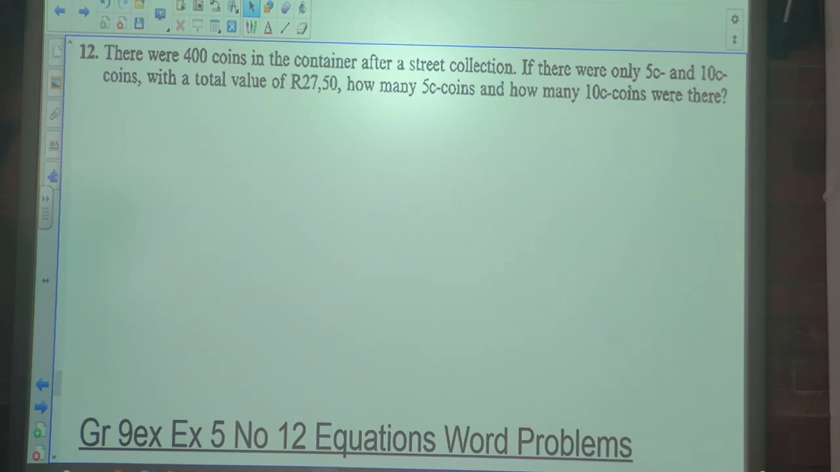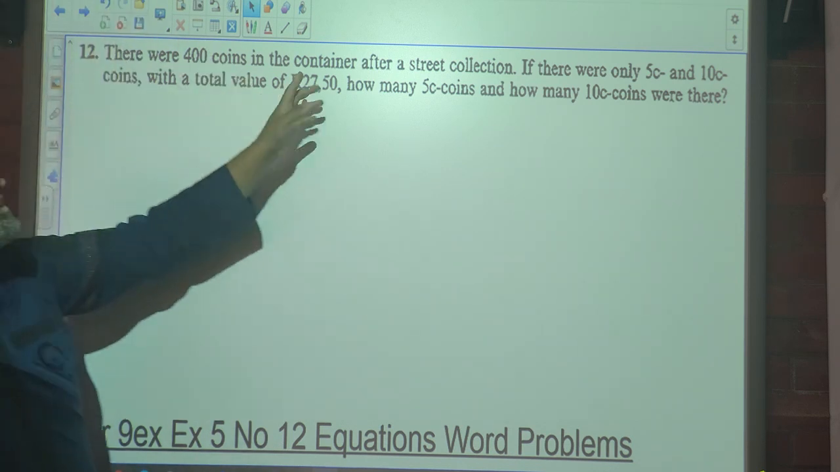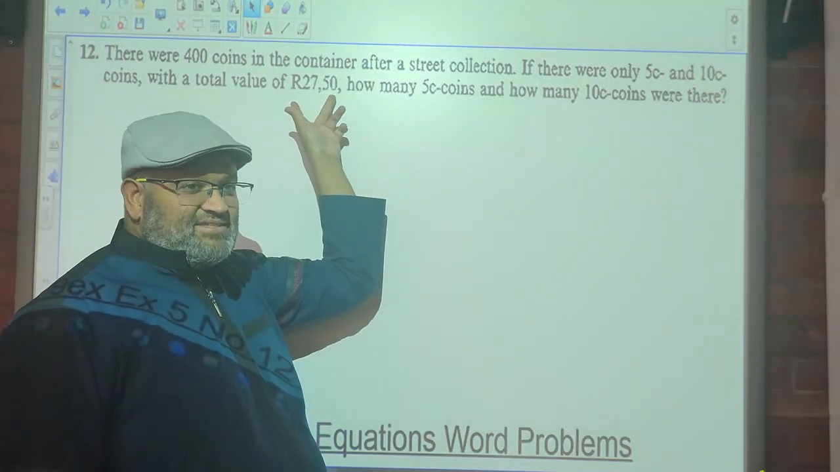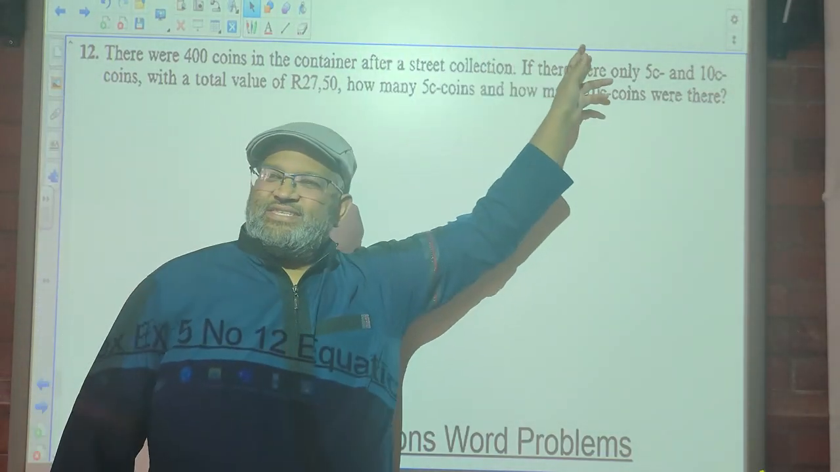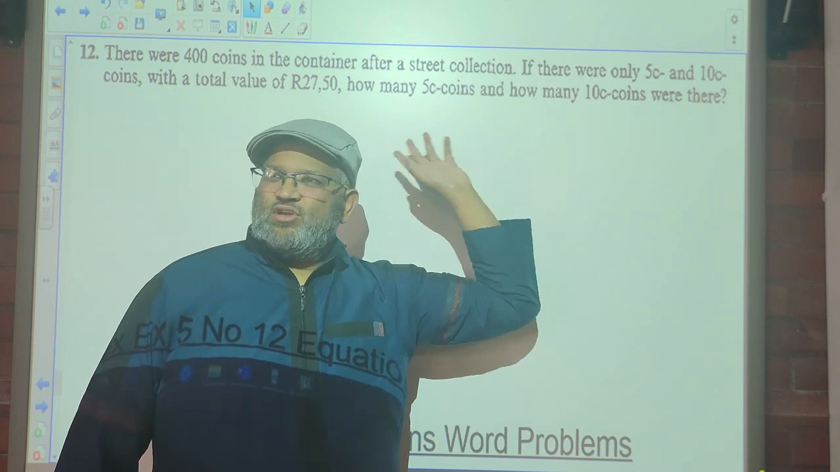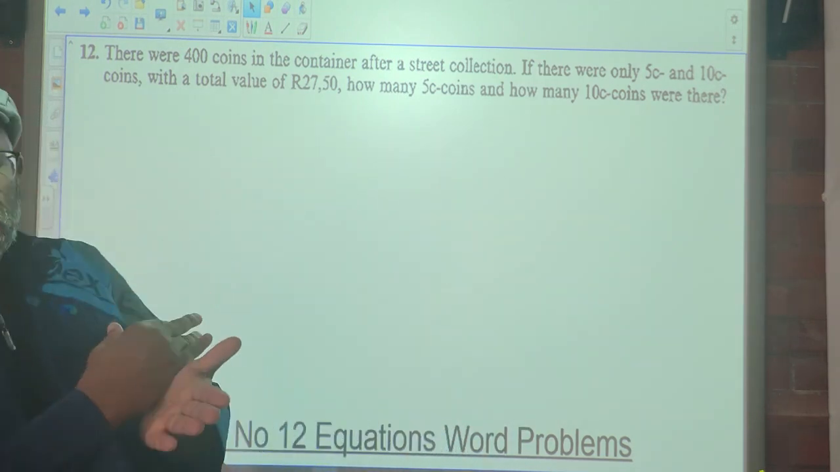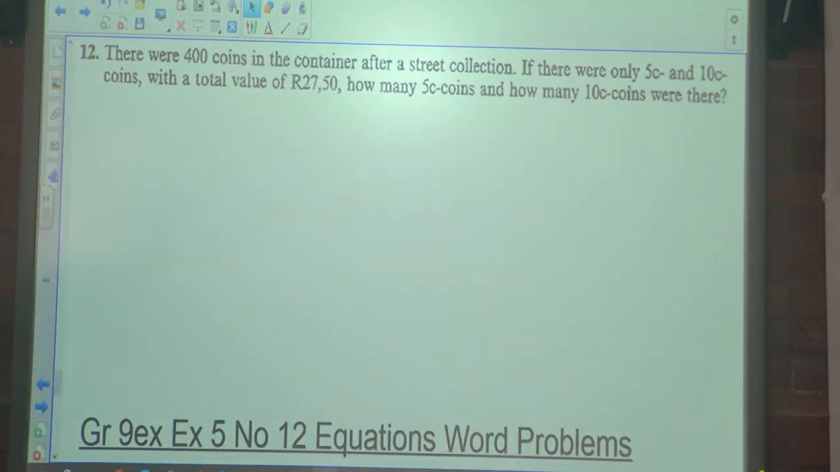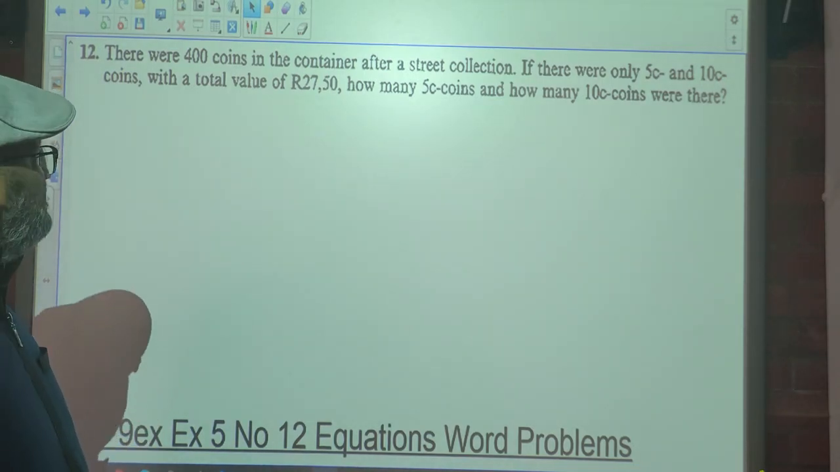Okay, there were 5 cent and 10 cent coins with a total value of 27 Rand 50. What do you notice here? We have rands and we have cents. So either you change the cents to rands or the rands to cents. How many 5 cent coins and how many 10 cent coins were there?